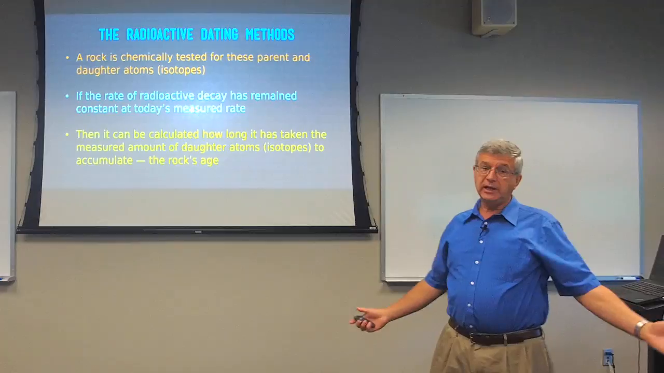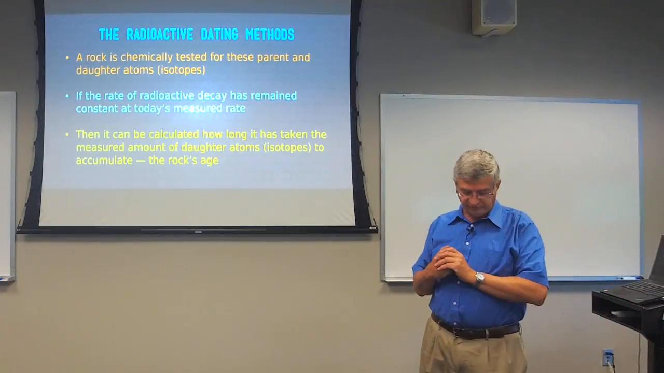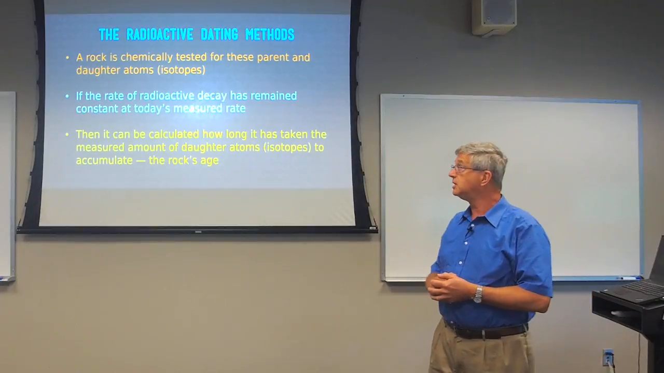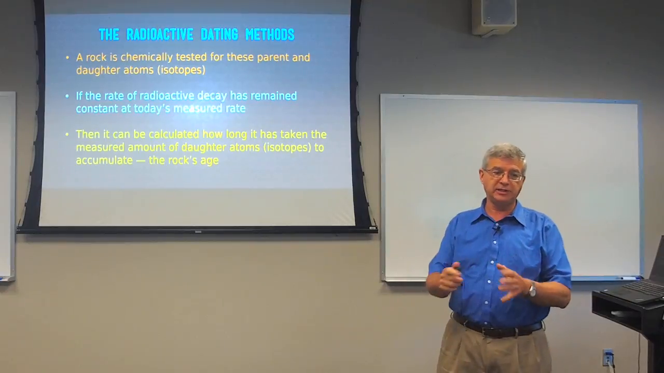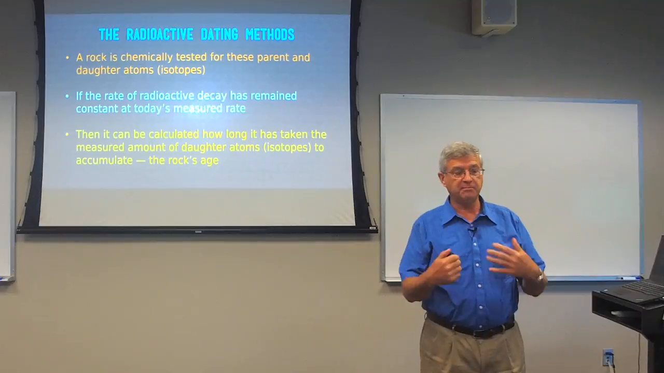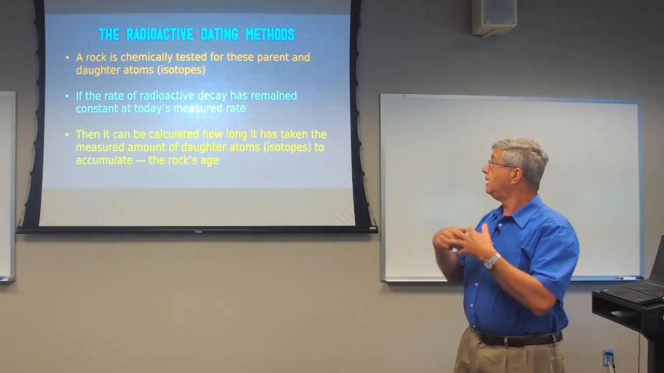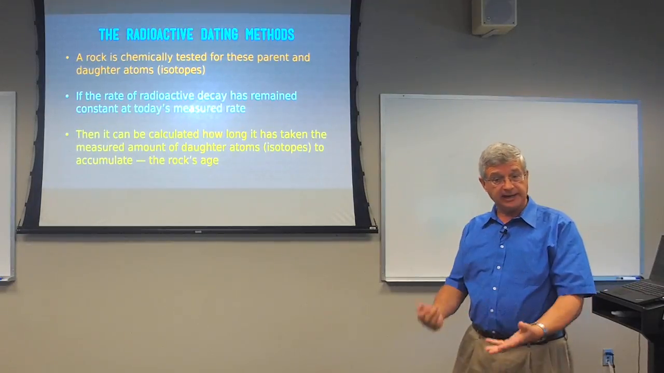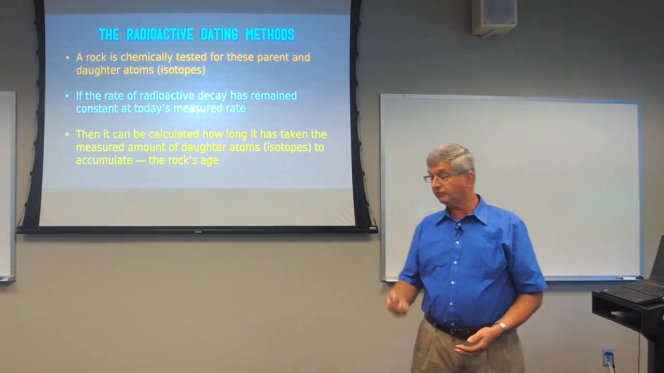So, how do we go about the process? And this is fleshing out a little bit more of what I just dealt with very briefly yesterday. A rock is chemically tested for the parent and daughter atoms. If the rate of radioactive decay has remained constant at today's measured rate, then we can calculate how long it has taken for the measured amount of daughter atoms to be derived from parent atoms, and that time is regarded as the rock's age. And that, of course, involves assumptions.